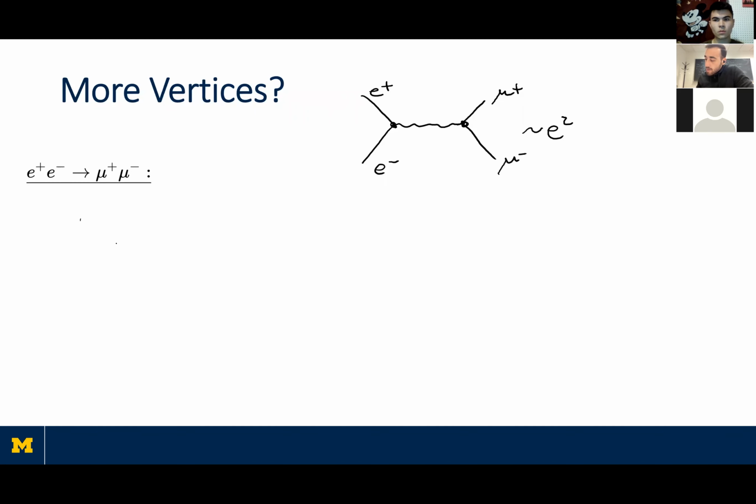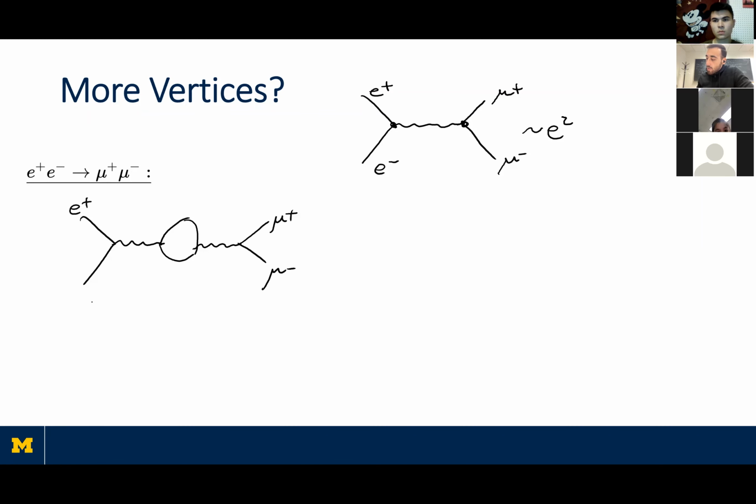Well, how can this happen? Well, imagine I have E plus E minus, they go into a photon, but then this photon splits into an electron-positron pair, and those recombine, and then that photon then goes off and gives you a mu plus and a mu minus. So if I count the vertices, I have 1, 2, 3, 4. So this goes like e to the 4th power. What is this saying? It's saying that diagrams like this, which contain more vertices, contribute less because e to the 4th power is a smaller number than e squared because e is less than 1.